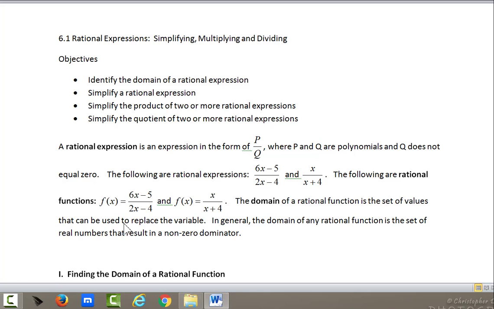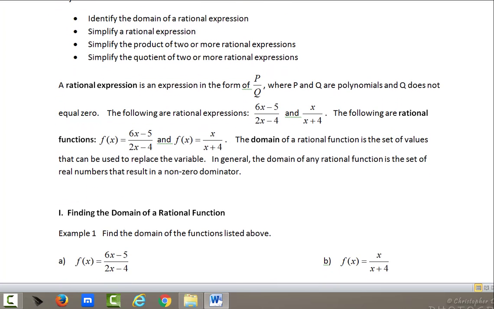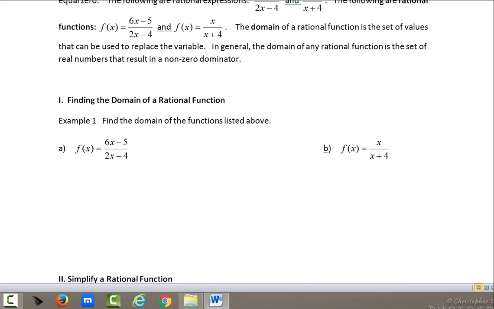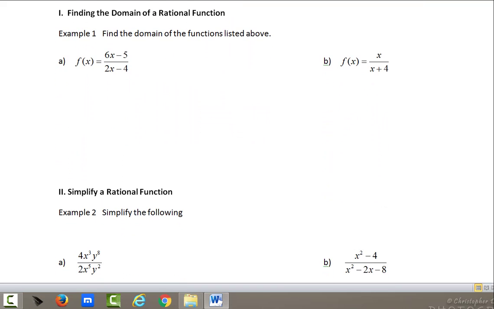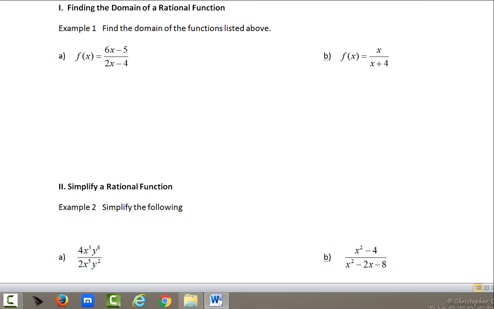Basically, the domain of any function is the set of values that can be used as replacement values, values that you can replace x with so that the function is defined. On a rational function, the domain is any real number such that the denominator is not 0, because if you have 0 in a denominator, you do not have a defined value. So let's look at these first two examples. We're going to find the domain of each.